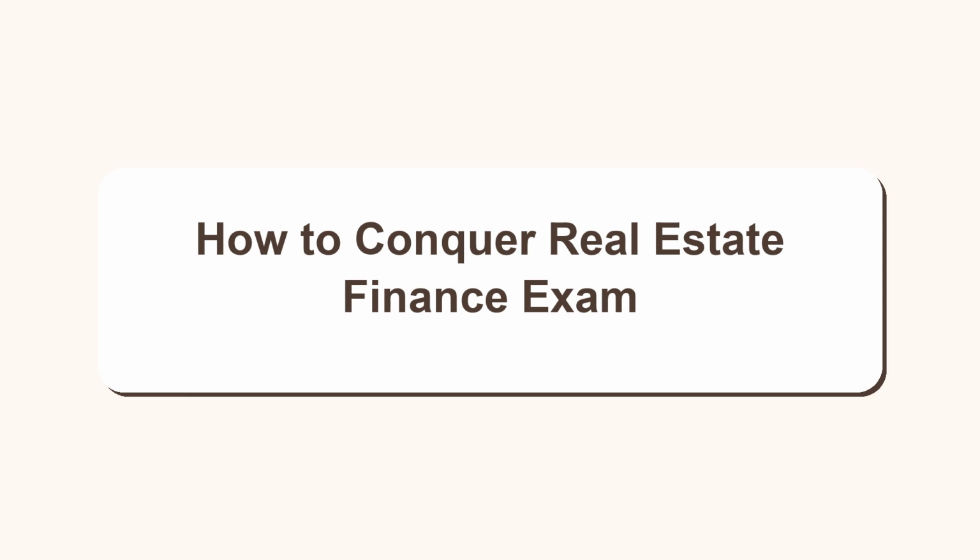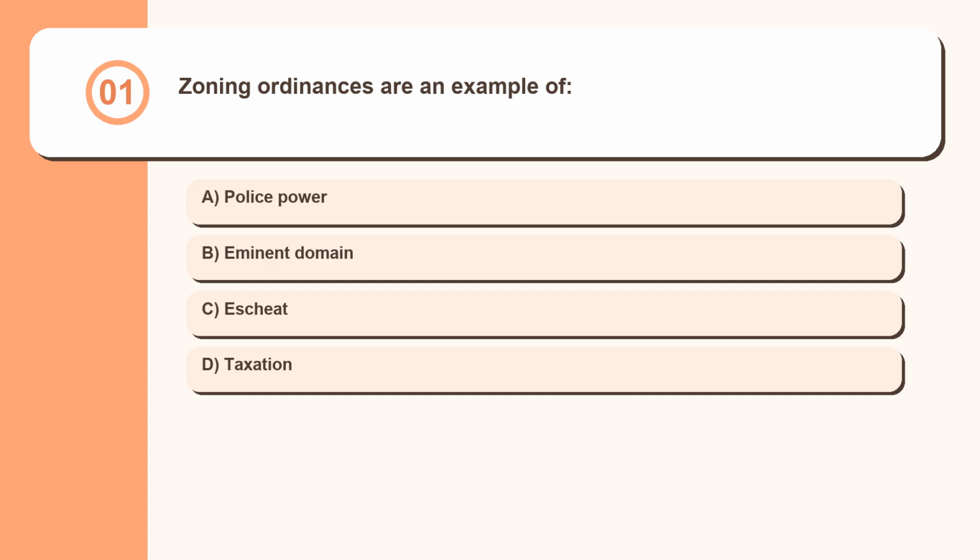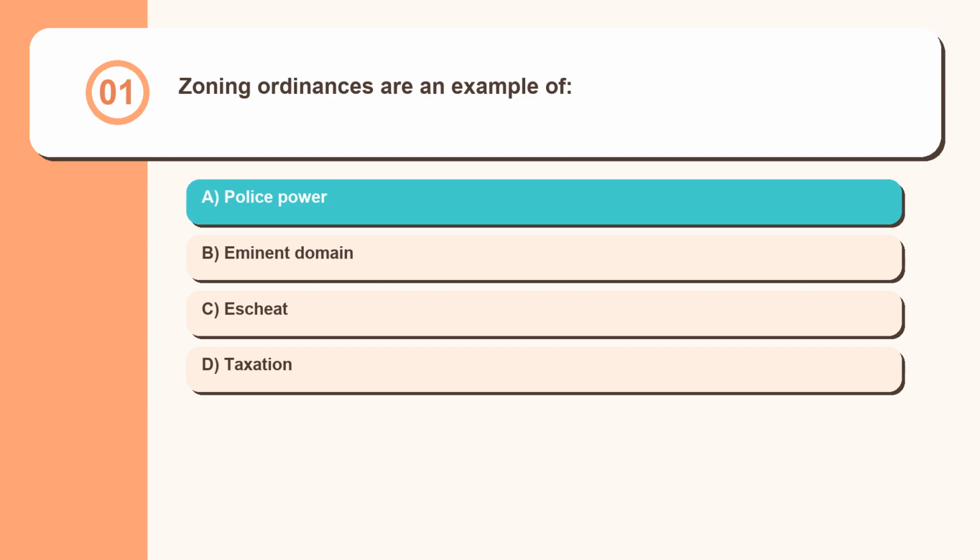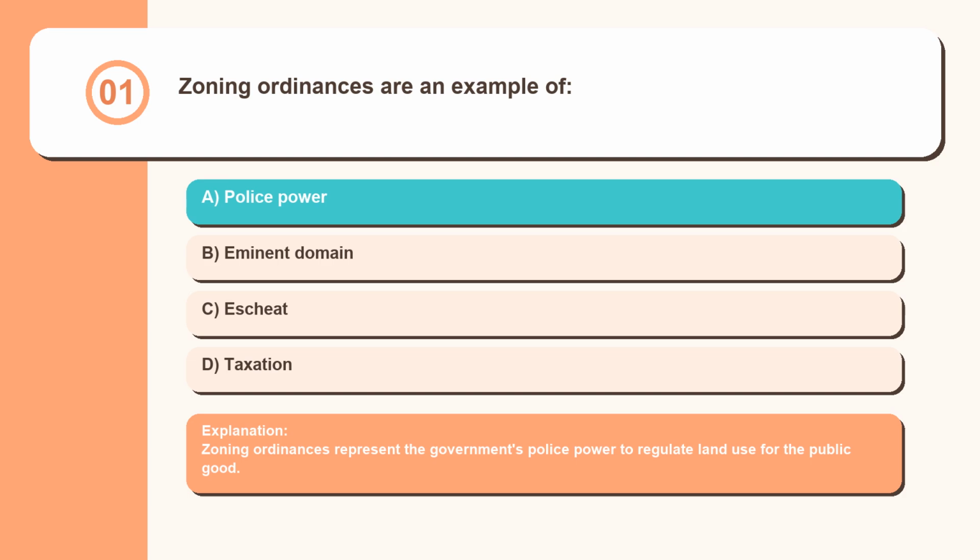How to conquer real estate finance exam. Question 1. Zoning ordinances are an example of police power, eminent domain, escheat, taxation. Zoning ordinances represent the government's police power to regulate land use for the public good.